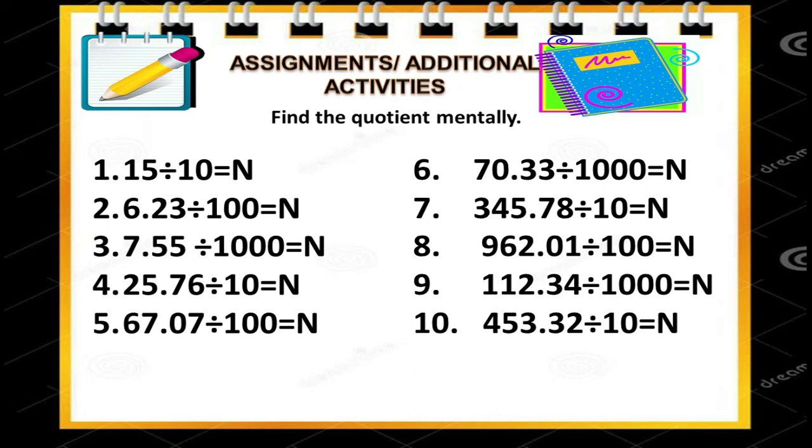Number 7, 345 and 78 hundredths divide 10. Number 8, 962 and 1 hundredths divide 100. Number 9, 112 and 34 hundredths divide 1,000. And number 10, 453 and 32 hundredths divide 10.